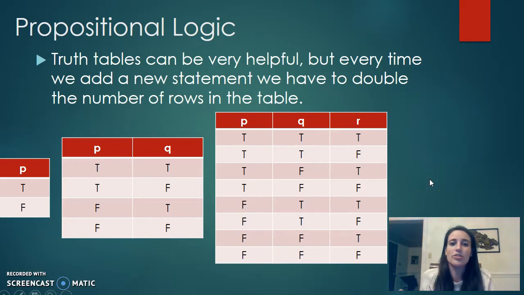And in general, the number of rows in a truth table is going to be equal to 2 to the n power, where n is the number of statements that we're working with. So you can see that these truth tables can get very large very quickly.